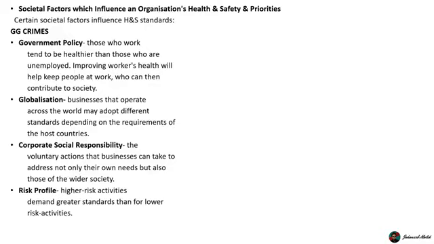Next we have societal factors which influence an organization's health and safety priorities. This question most of the time comes in the exam. There are certain societal factors which influence health and safety standards. Number one is government policy. Those who work tend to be healthier than those who are unemployed. Improving workers' health will help keep people at work who can then contribute to society. So the government makes policy to make sure that workers inside a workplace must be safe.